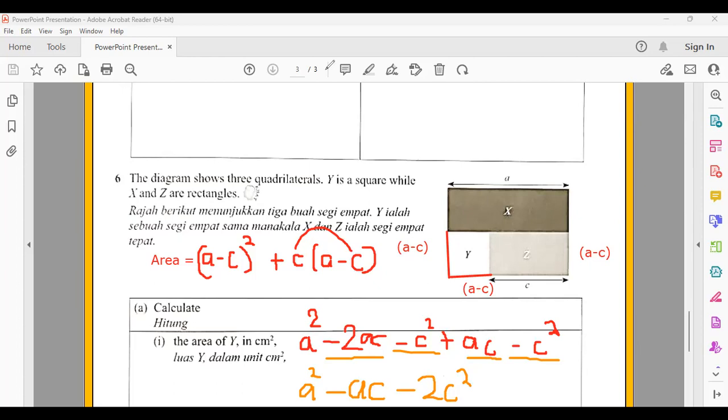Let's see who got it. A squared minus ac. But Fatin, you forgot the last part here. C squared minus c squared. Can you see? So it's minus 2c squared. Do you understand?